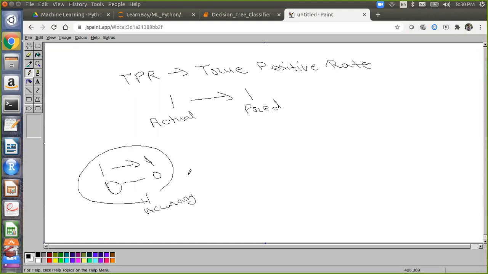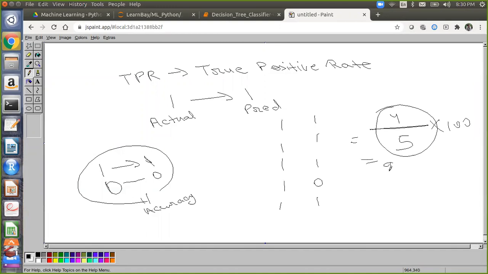TPR is basically how many times your model is able to predict 1 as 1 out of the total number of ones. Suppose you have this data: 1, 1, 0, 1. How many times is your model able to predict the ones correctly? 1, 2, 3, 4. So 4 by 5. The total number of ones is 5, and the model predicted 4 correctly. 4 by 5 into 100 gives 80%. So 80% of the time my model is able to predict correctly. That is called the true positive rate, or TPR.